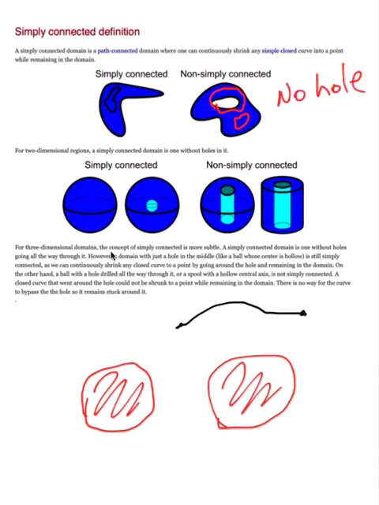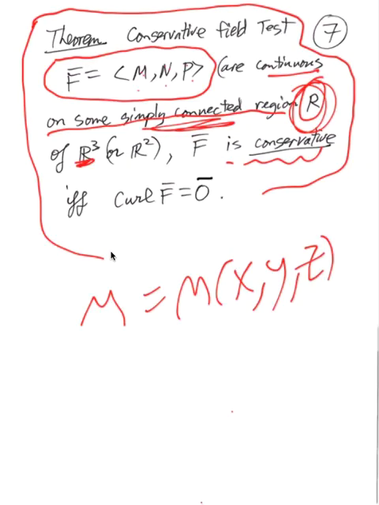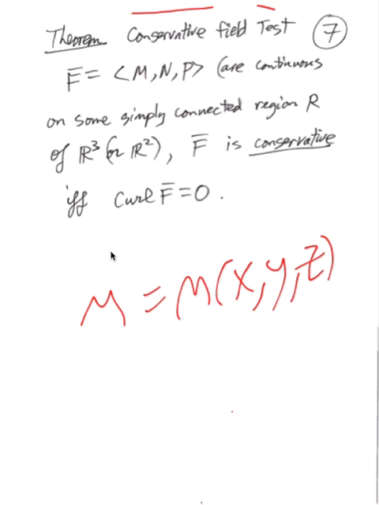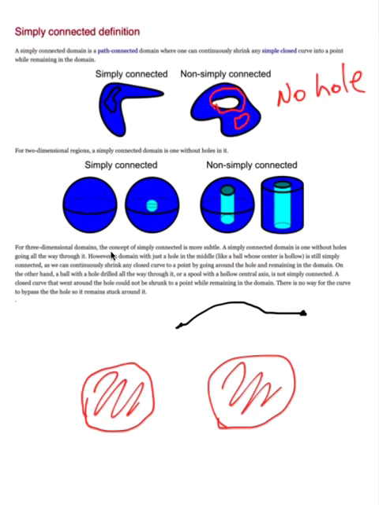So if I come back here to my theorem, where I'm talking about my conservative field test, you can just think of this as a domain. If I'm talking about 2 dimensions here, a simply connected region, if I'm talking about R squared, it just means there's no holes in R. No holes in R. Okay, that's all it means in 2 dimensions. In 3 dimensions, it still has the same definition, but it's a little more complicated.